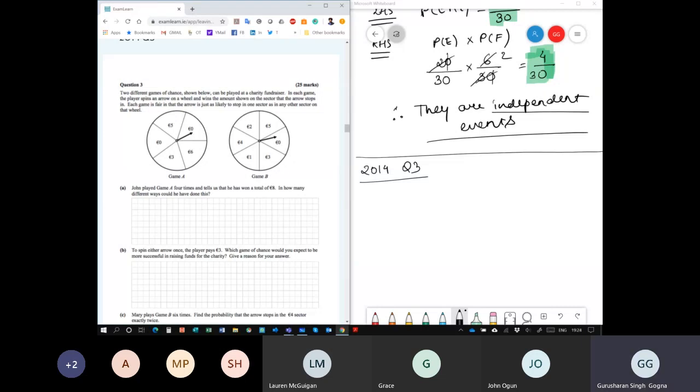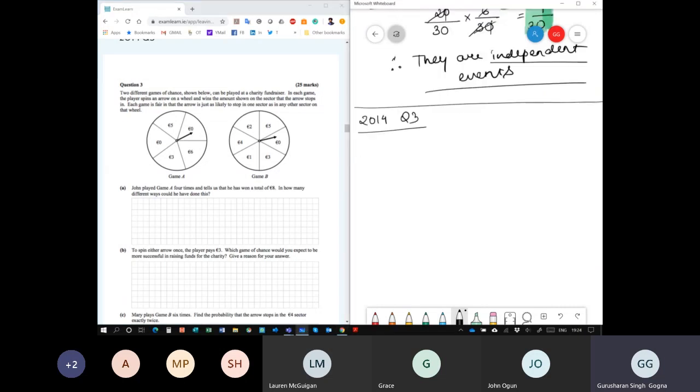Two different games of chance are shown below. There are two games, game A and game B, as you can see in the figure, and they can be played at a charity fundraiser. In each game, the player spins an arrow on a wheel and wins the amount shown on the sector that the arrow stops in. Okay, so I hope this is clear to everyone.